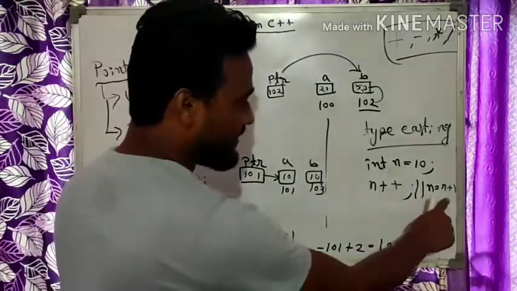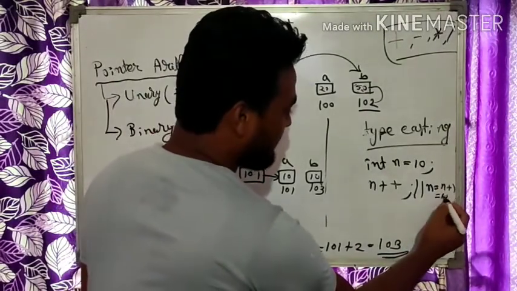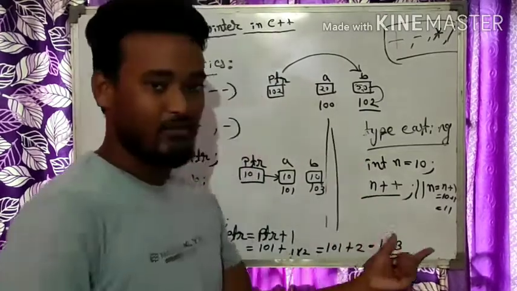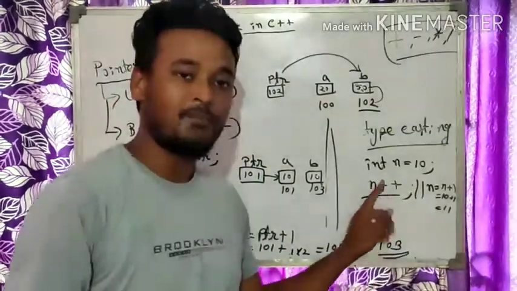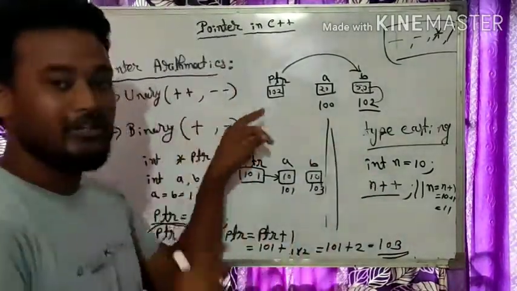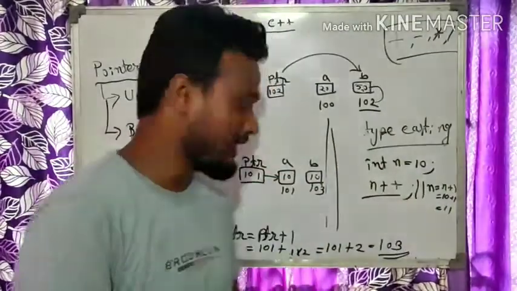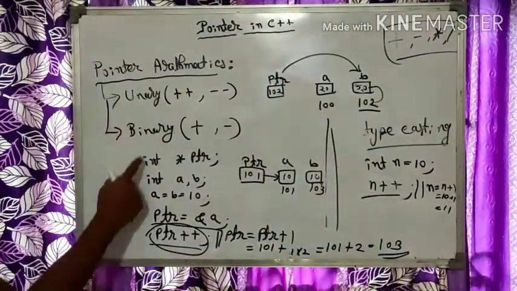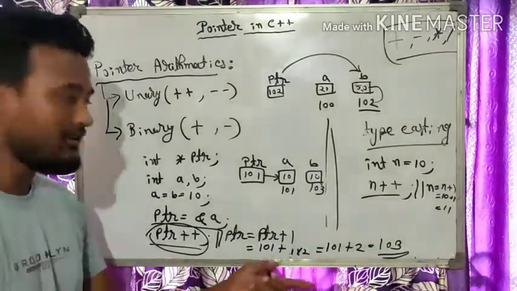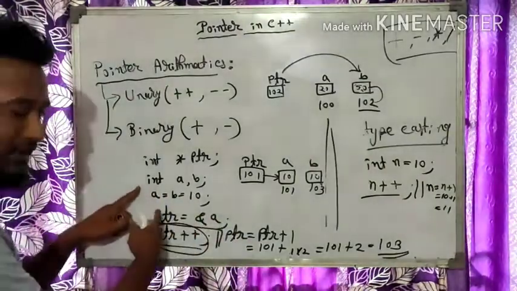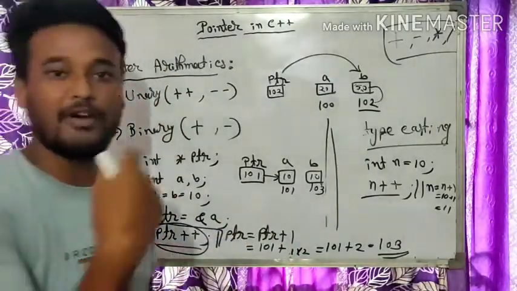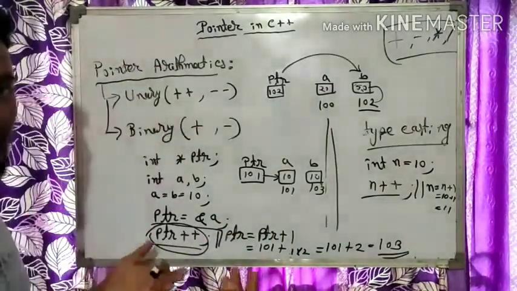But in this case, you can see the value is 10, so 10 plus 1 equal to 11. This means in our normal variable, when we use this increment operator, it will be incremented by only 1. The same concept goes for decrement also. It will be decremented by 1 only. But when it comes to a pointer variable, the value will be changed by 2 in terms of integer. In terms of character, it will be changed by 1. In terms of floating point variable, it will be changed by 4. It depends on the data type.